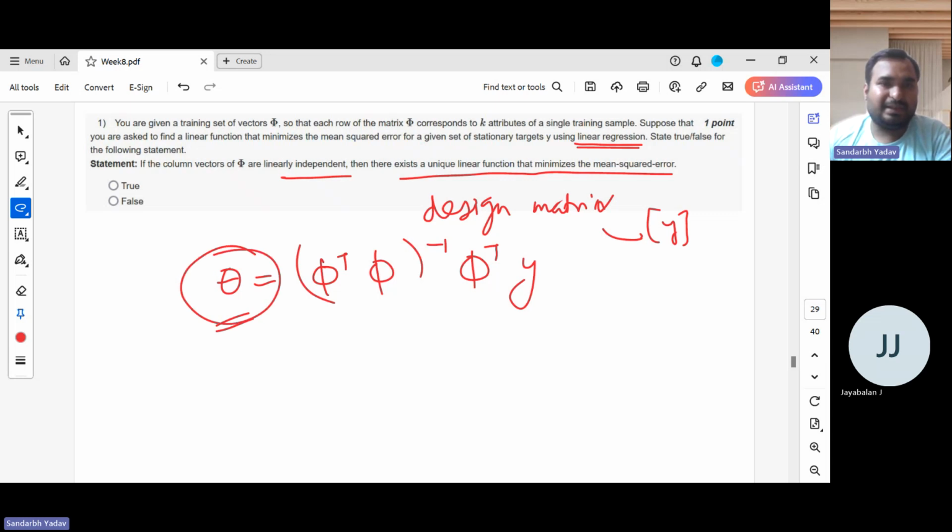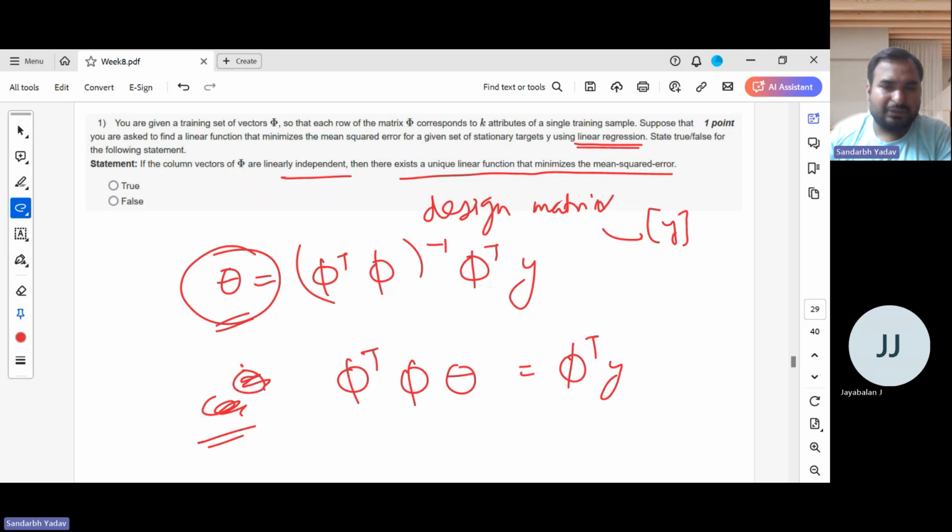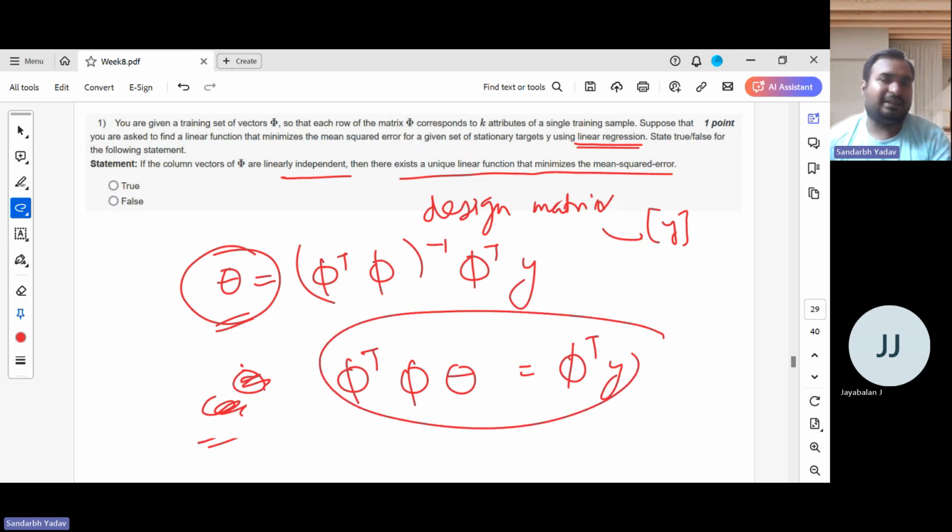And basically if these column vectors are independent. So essentially this equation is something like this: phi transpose phi theta equals phi transpose y. So this is what you get when you formulate this linear regression problem and you formulate this objective, mean squared error, then you take the gradient and equate it to zero, and all this is happening in vector notation. So this is the basic thing which you'll end up with after differentiating it and equating it to zero.